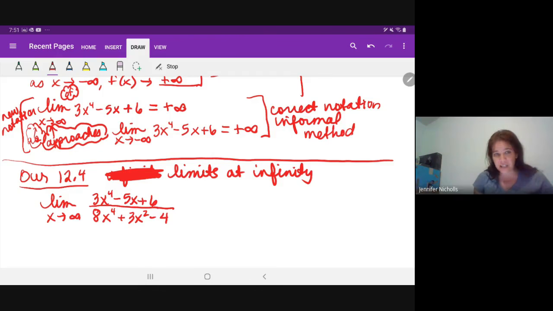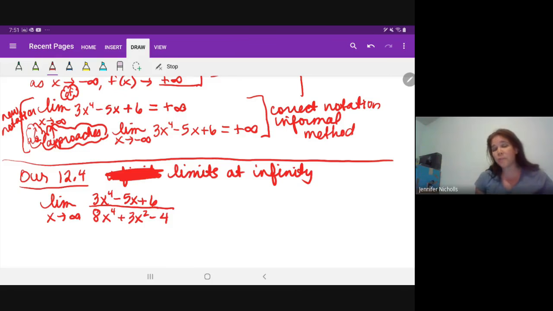Now, unofficially, my brain thinks 3x to the fourth is the dominant term, the important term, and the 8x to the fourth is the dominant term. And in algebra 2, they said just take the coefficients of the highest powers. 3/8 is the answer. So we know the answer, but we have to figure out how to get there legally.